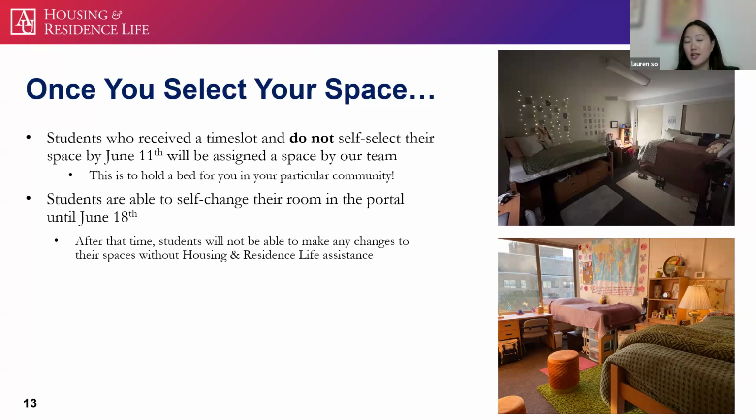Once you've selected a space, you'll still have some flexibility. You'll be able to self-change your room assignment in the housing portal up until June 18th. That means if you change your mind or see another space open up that you prefer or want to live with a different roommate, you can make that switch on your own. No need to contact us. And then after June 18th, the self-selection option will close, and any changes after that point would need to go through our office. So just keep that timeline in mind as you're making your changes and plans.